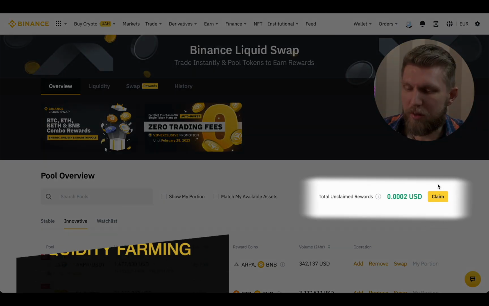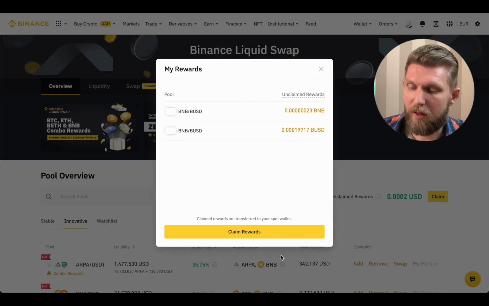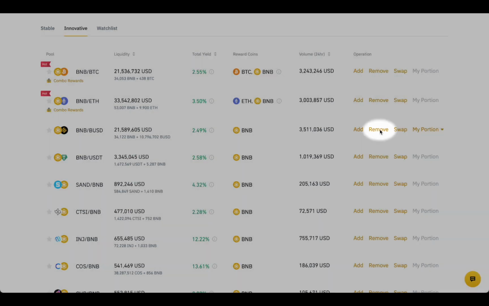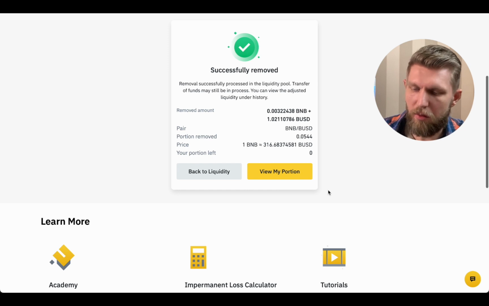On the main page you will see how many unclaimed rewards you currently have by clicking the claim button, and you can claim it anytime. To remove your coins from the system, click remove, choose a coin, amount, and you are done.